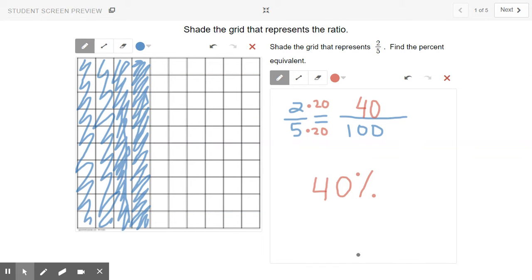This is the answer key to the February 4th Do Now/Classwork assignment. Shade the grid that represents the ratio. So we have 2/5 and you have to find the percent equivalent. So percent means out of 100.